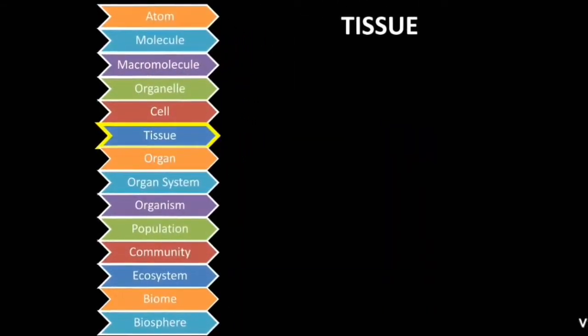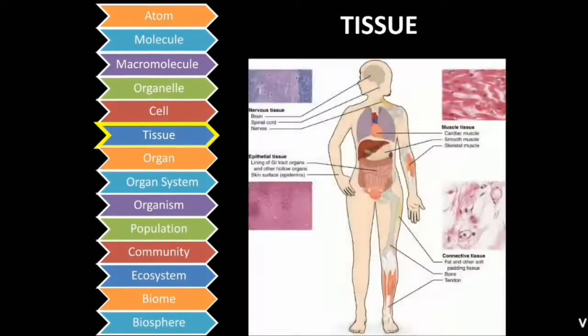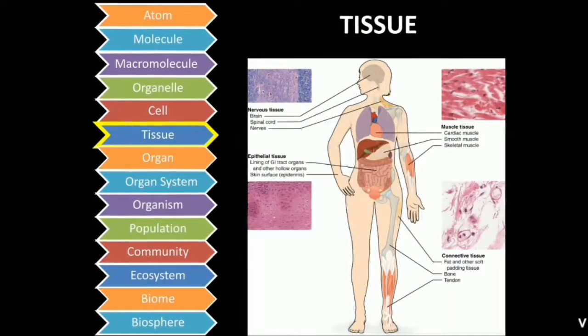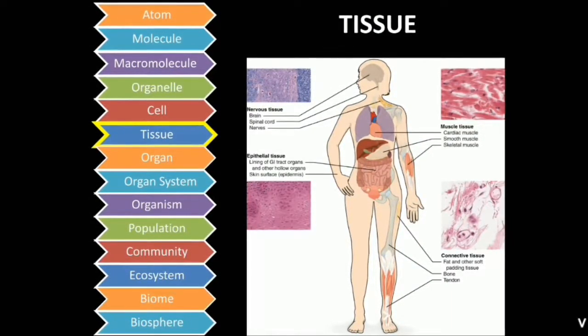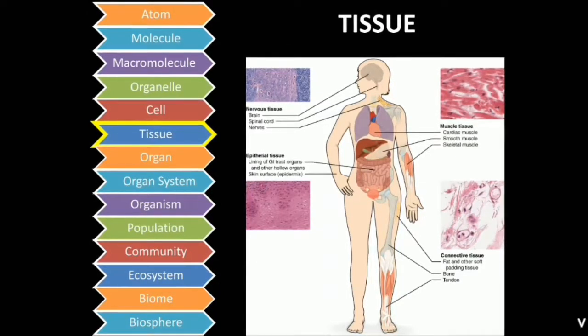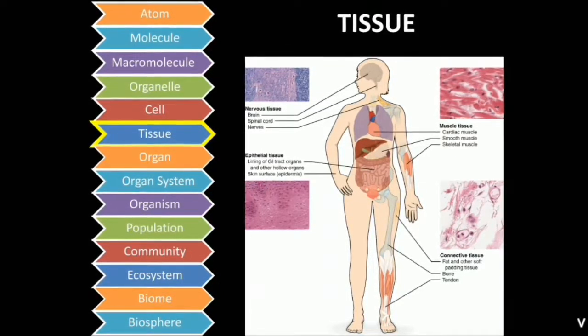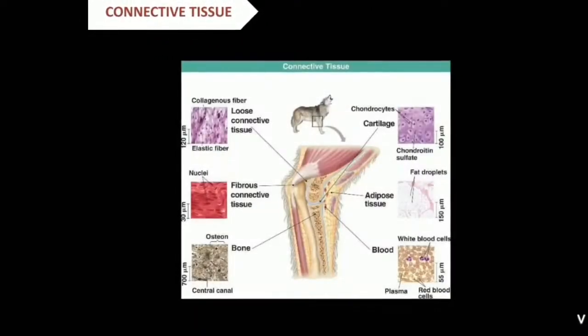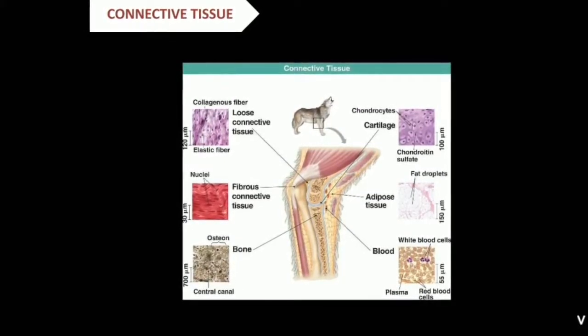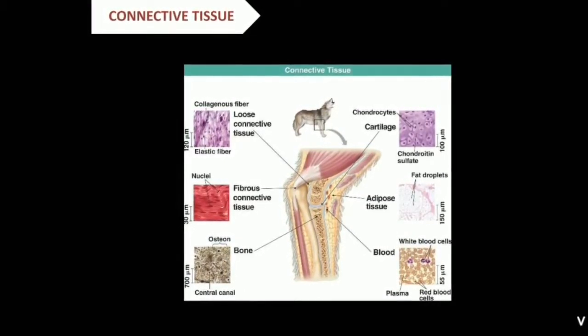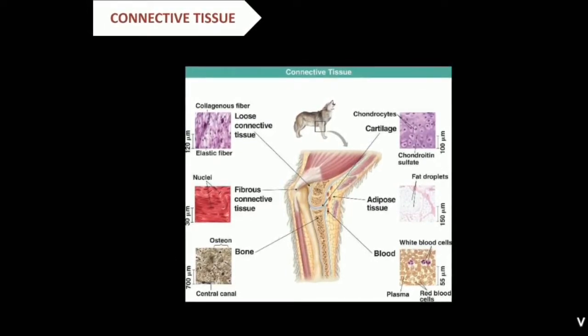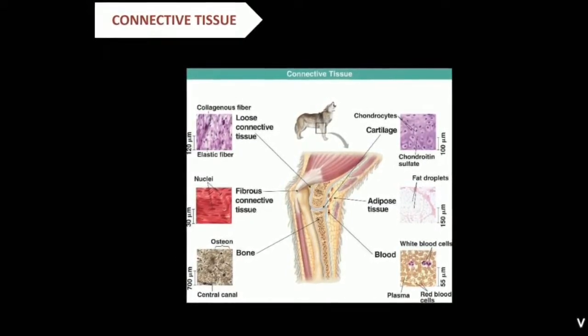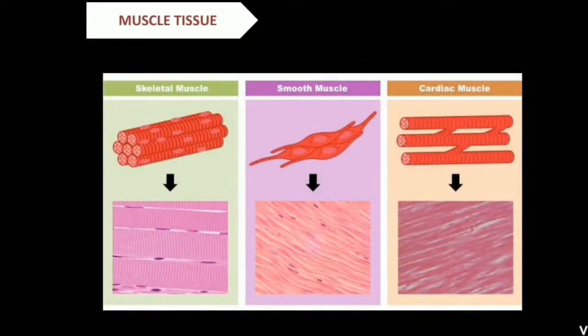The next level of life organization is tissue. There are some types of tissue here, especially for the animal cell. There are nervous tissue, epithelial tissue, muscle tissue, and connective tissue. The types of connective tissue are loose connective tissue, fibrous connective tissue, bone, blood, adipose tissue, and muscle tissue. There are three types of muscle tissue.